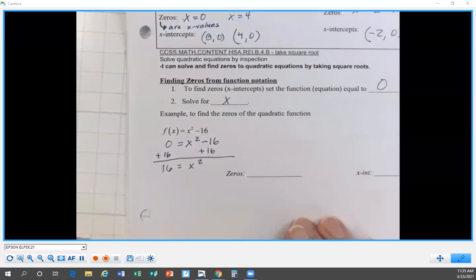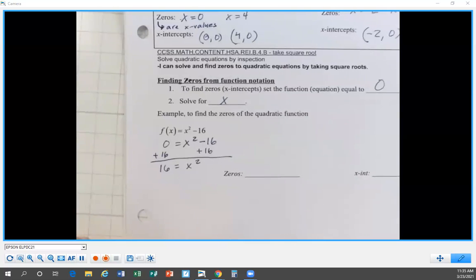In math, every operation has an inverse operation. The inverse of adding is subtracting. The inverse of multiplying is dividing. The inverse of squaring is taking the square root. And we always follow that golden rule of algebra: whatever we do to one side of the equal sign, we have to do to the other.